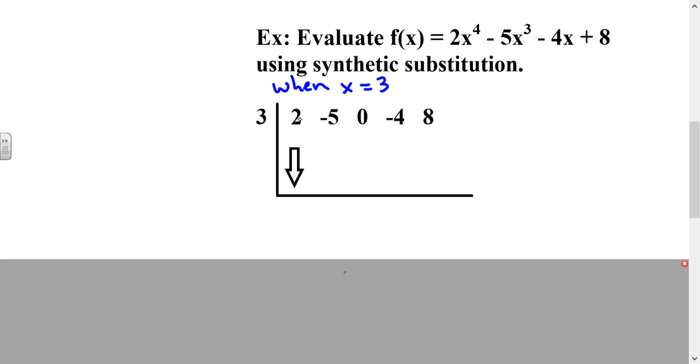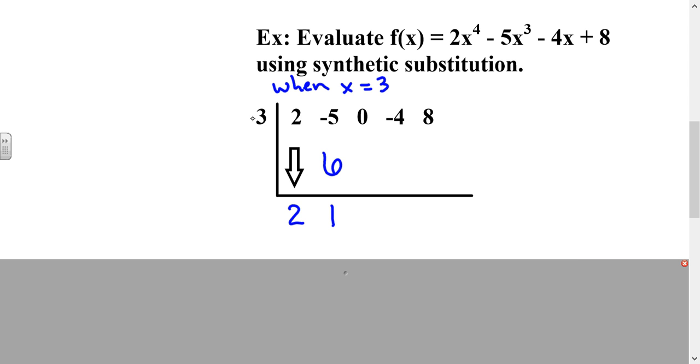Okay, you bring down the first number, so we bring down the 2. Then what you do is you multiply the 2 by the number on the outside. So 2 times 3 would be 6, and you write that there. And then you add going up and down. So negative 5 plus 6 would be 1. And then you just keep repeating the process.